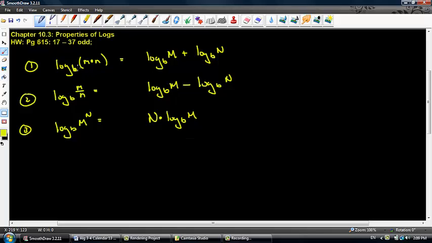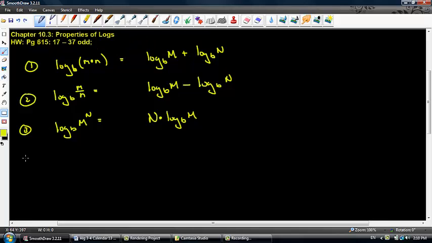Now remember, just because these work in forward motion means that they also work in reverse. So if I have log base b of m plus log base b of n, I can multiply m and n together. Same thing here, I can divide m and n, I can move backwards. And I can pop this n back on as an exponent. Sometimes it's required for us to move forwards, but sometimes backwards. So just keep your mind flexible.